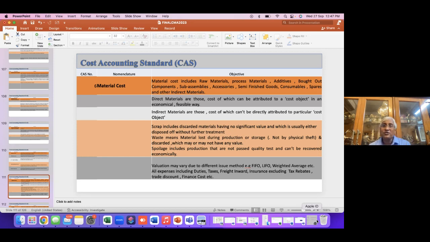Closely associated with bought out is another term, which is make or buy. When you are making it, suddenly you may find that your making cost is very high, and if you order the same thing from a third party co-maker, it is coming at a cheaper rate. So you switch over to buy. So buy basically results in such bought out components.